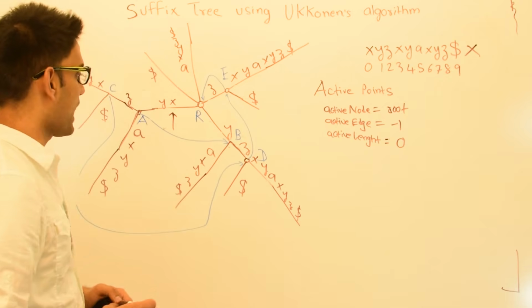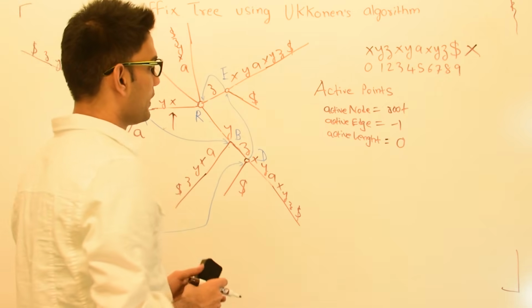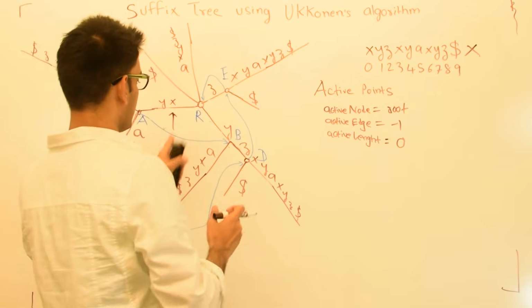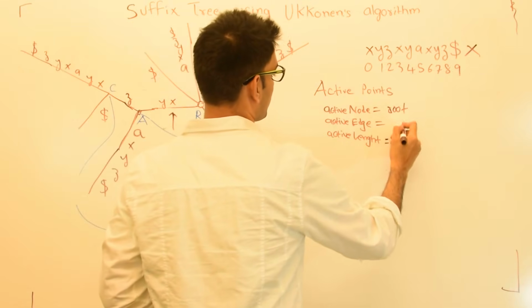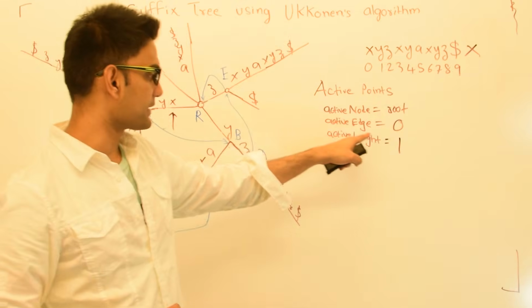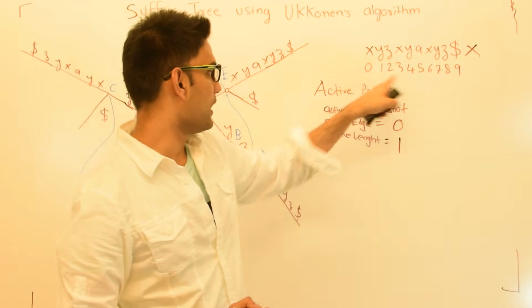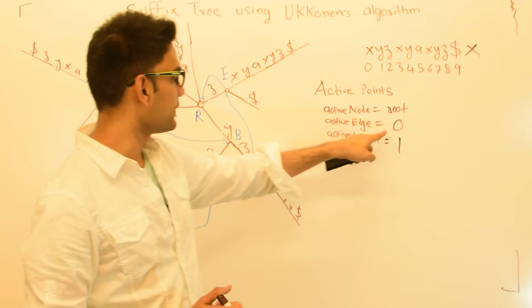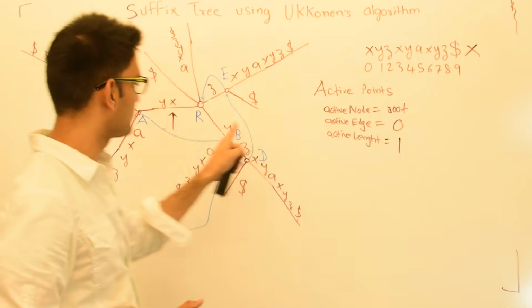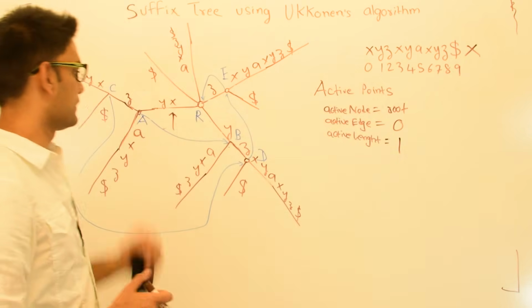When a rule 3 extension happens, all you do is you increment your active length by 1. So in this case, our active length becomes 1 and your active edge becomes 0. Active edge is the index of the actual character. So basically saying from root, move in the direction of 0, which is x, and move 1 length.